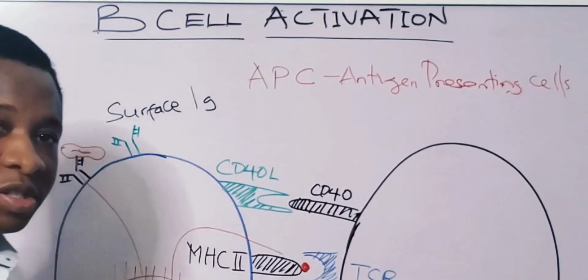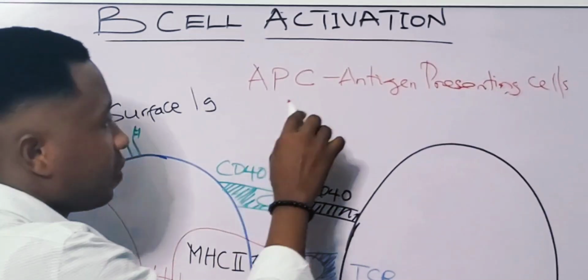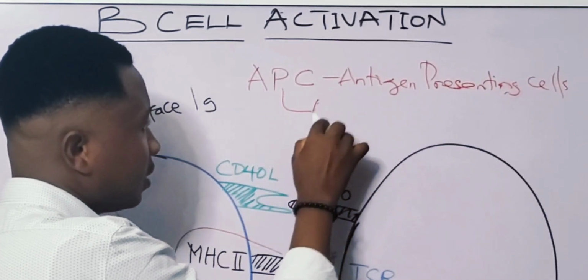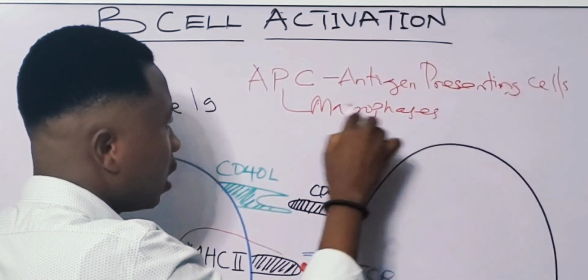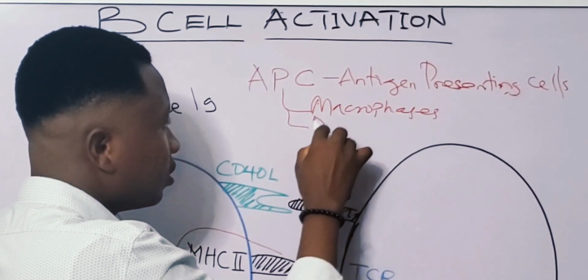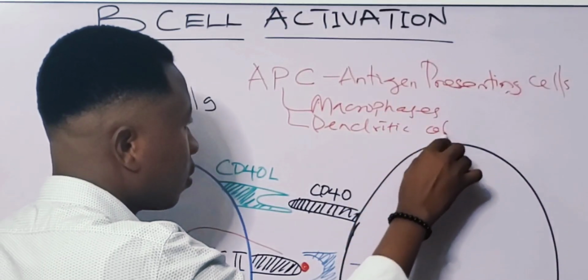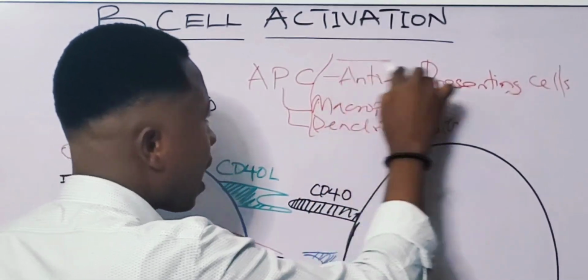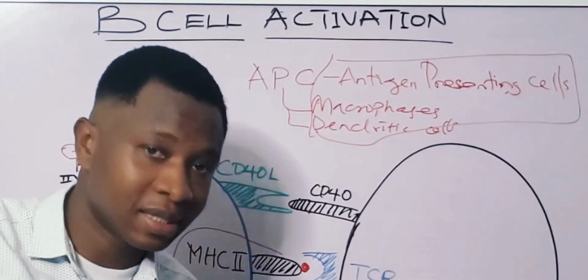So we have a couple of antigen presenting cells. We have the B cell as part of them. We also have macrophages as an APC. Macrophages. We also have dendritic cells. So all these are categorized as antigen presenting cells.